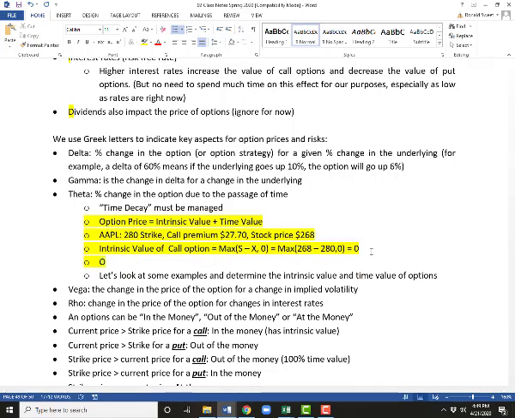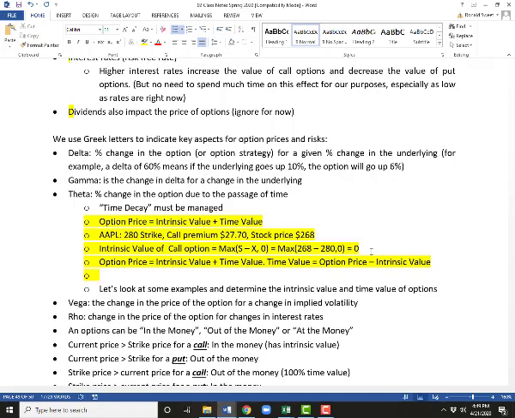Now we know that the option price equals the intrinsic value plus the time value. Another way to say this is that time value equals the option price or option premium minus the intrinsic value. So in this case, the option price is $27.70. The intrinsic value is 0, so the time value of this option is going to be $27.70.